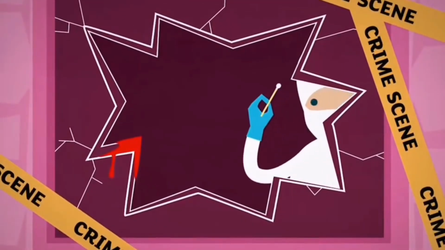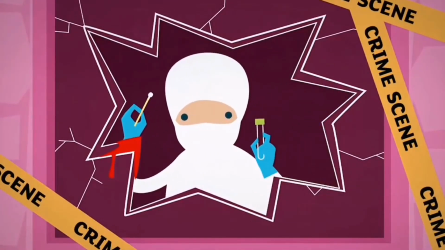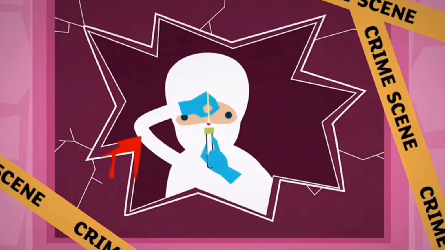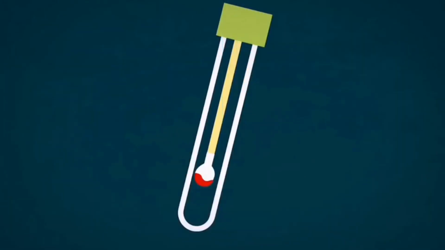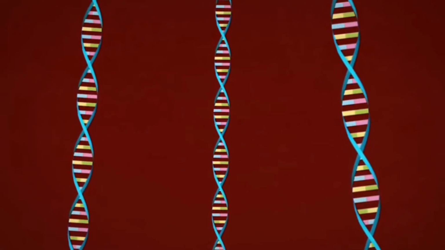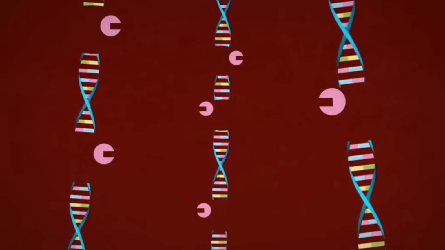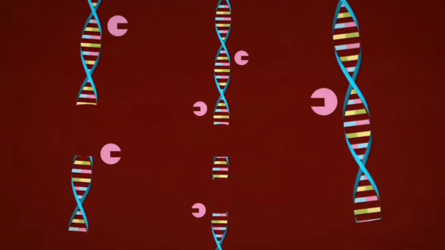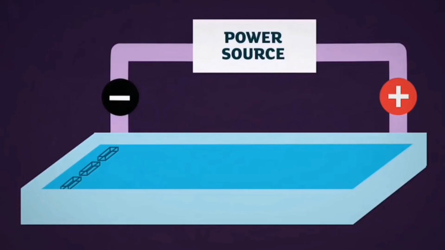The burglar smashed a window, leaving blood on the broken glass. Samples of blood, hair or skin can be collected from a crime scene. Forensic scientists investigate the samples in a lab. First, they extract DNA from the cells. They use enzymes to cut the DNA into shorter fragments. The fragments are placed into a well in a gel.